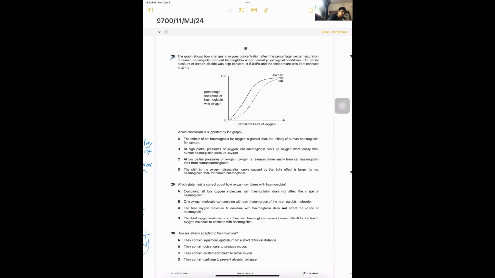Question 28. The graph shows how changes in oxygen concentration affect the percentage oxygen saturation of human hemoglobin and cat hemoglobin under normal physiological conditions. The partial pressure of carbon dioxide was kept constant at 5 kPa, so no effect of PCO2, and the temperature was kept constant at 37, so no effect of that. Observe this graph very nicely. We have percentage saturation here and partial pressure of oxygen here.